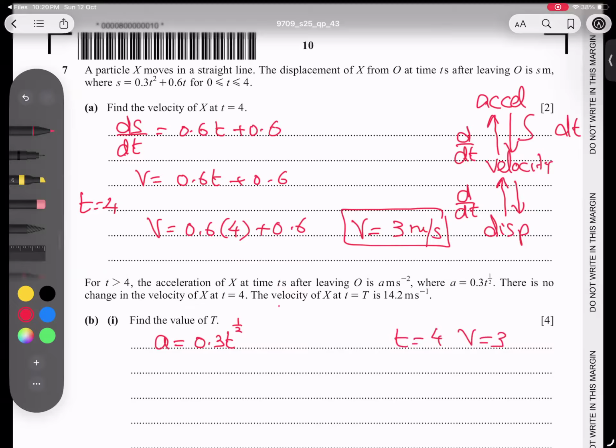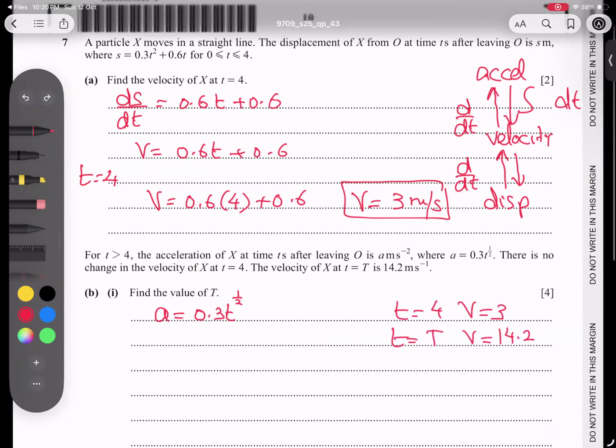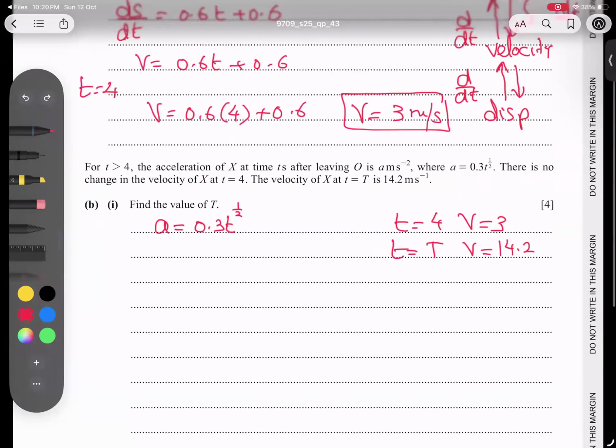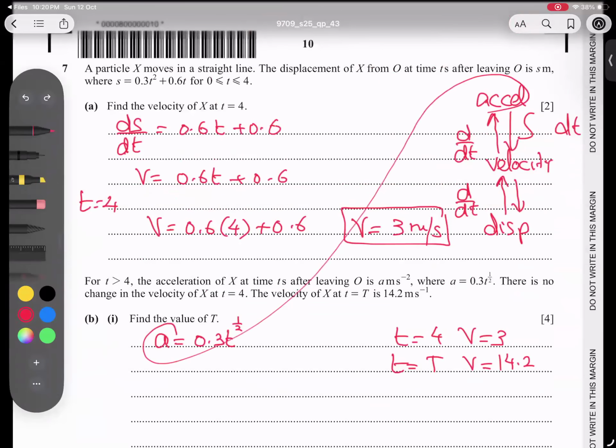And it said velocity at capital T is 14.2. So it means when time is capital T, velocity is 14.2. So we have to find the unknown T. Let's try to do it again. We are on the level of acceleration, and naturally, if I want velocity, I need to come one level down. And when I come one level down, I have to go for integration.